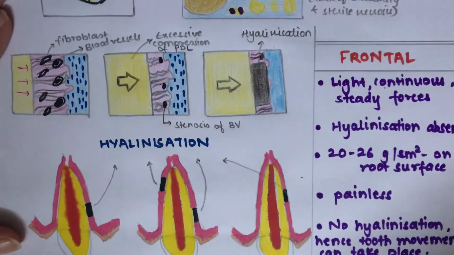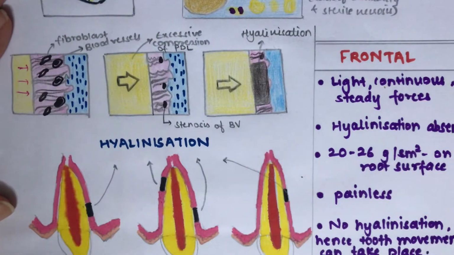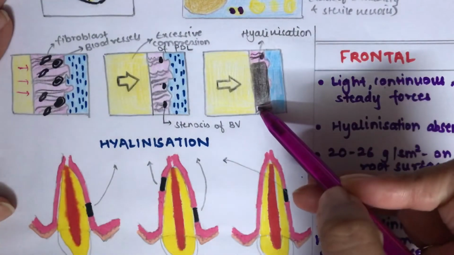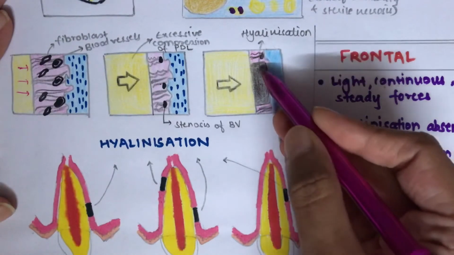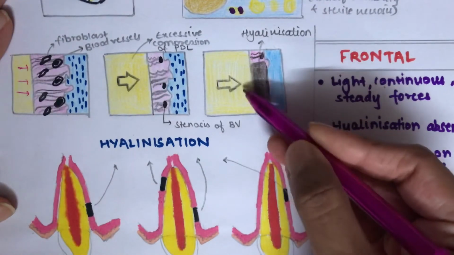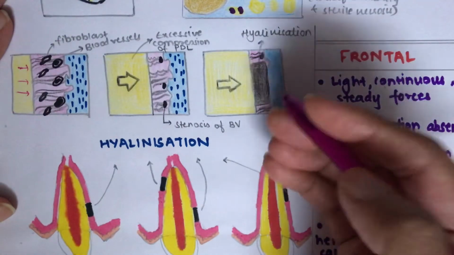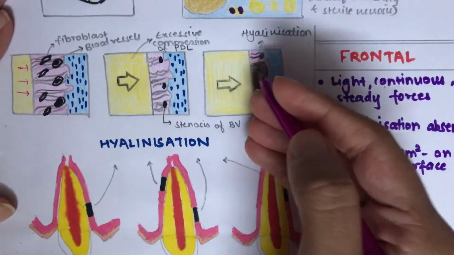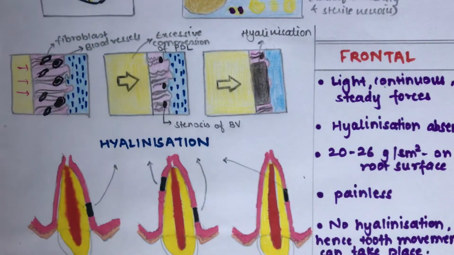Now we know that for tooth movement we want resorption and deposition. For resorption we want osteoclasts. The osteoclastic and osteoblastic cells are present in the PDL, but over here the tissue is hyalinized, so no cells are present. Because of that, the tooth won't move until and unless this hyalinized tissue is removed. This hyalinized tissue appears as a glass-like structure.